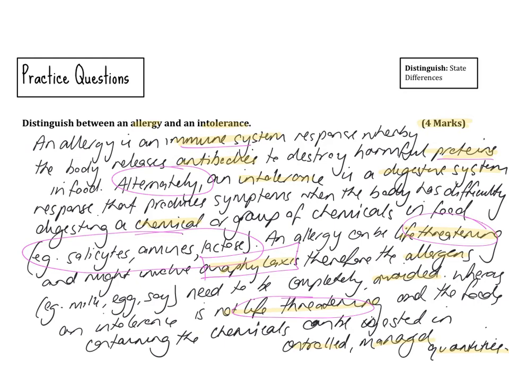We've also got another difference, the fact that if somebody has an allergy, they need to completely avoid the food, whereas if someone has an intolerance, they can still ingest the chemicals in the food as long as it's in a controlled and managed quantity. And we've also got some examples here. So milk, egg, and soy are very common allergens.